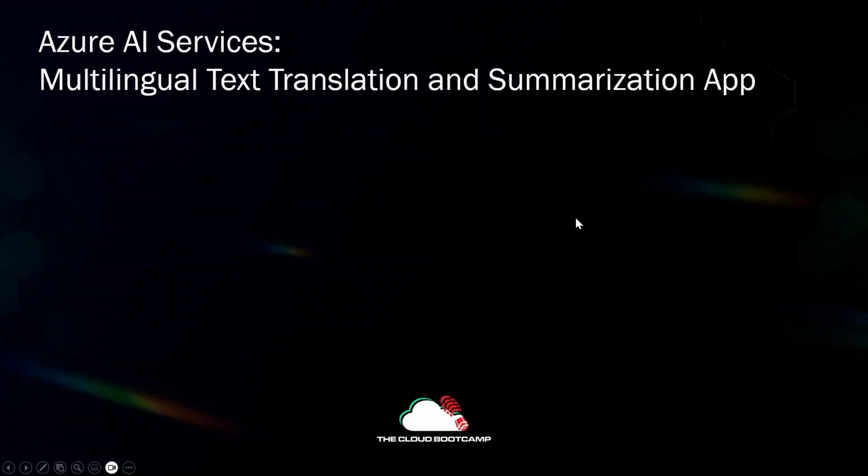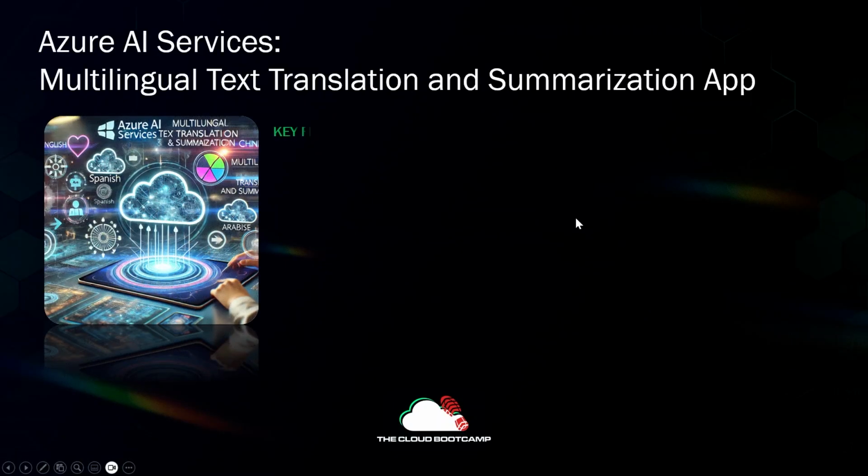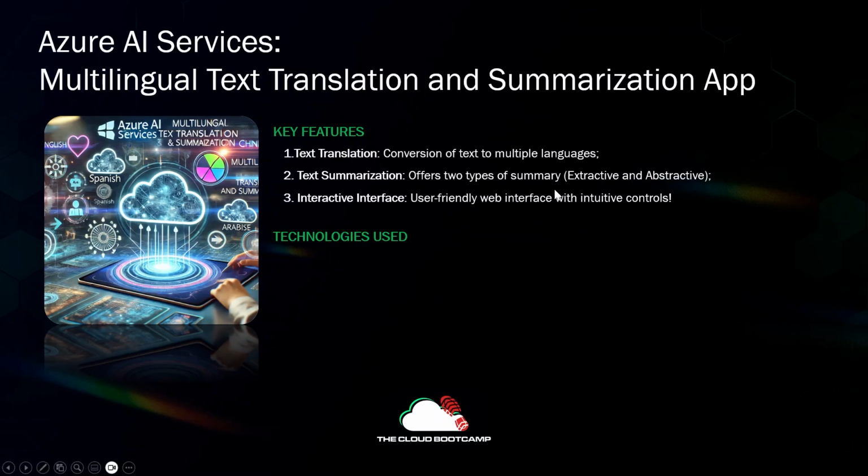Let's dive in. Hi, I'm Herbert Pereira, and in this video, we're going to show you how to create a multilingual text translation and summarization application using Microsoft Azure's Artificial Intelligence Services, AI Foundry. This application offers two core features: text translation, which allows converting content into multiple languages, and text summarization, available in two formats, extractive and abstractive.